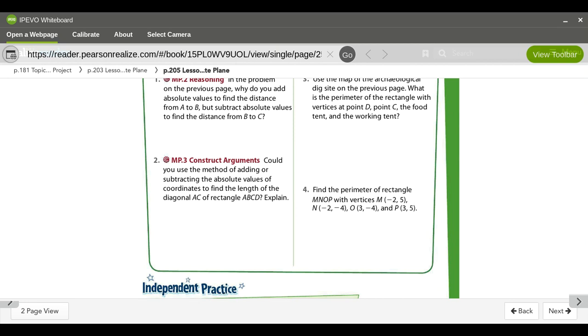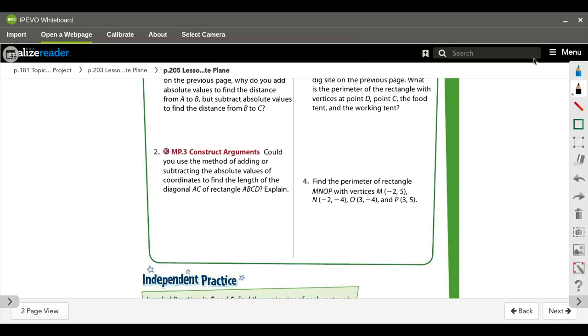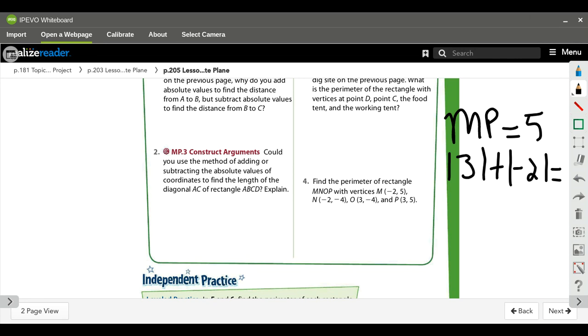I'm going to look for what's the same. So I'm going to do line segment MP. I'm just going to find 2 of them. So line segment MP, and I have 3, -2. So 3 added to -2 is going to be 5. So it's going to be 5 units because it didn't give me a unit of measurement.